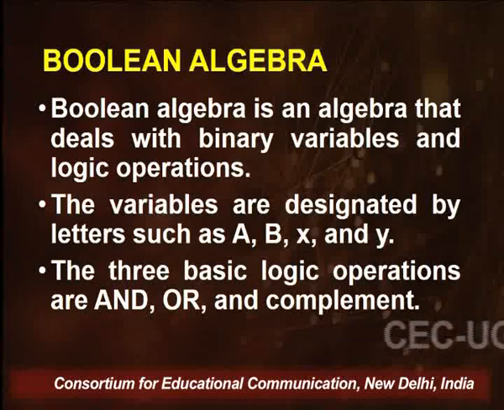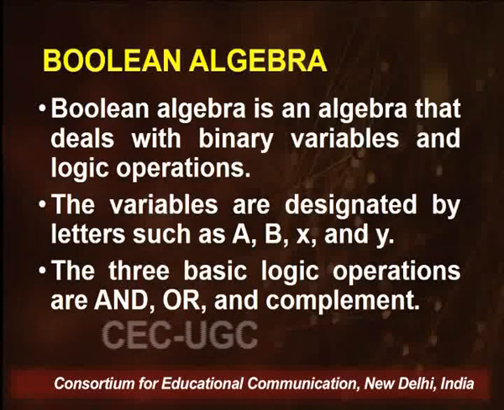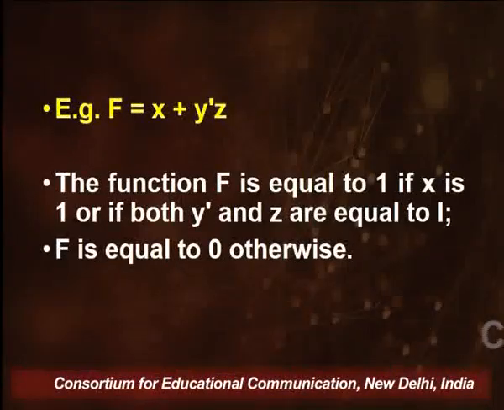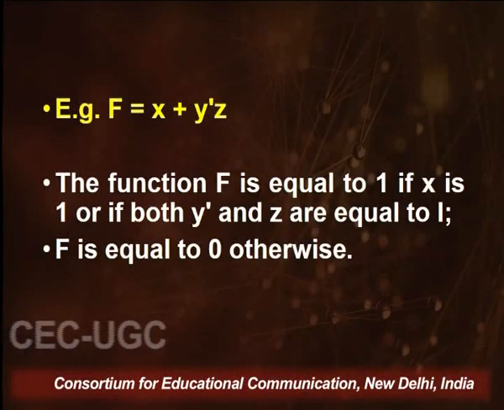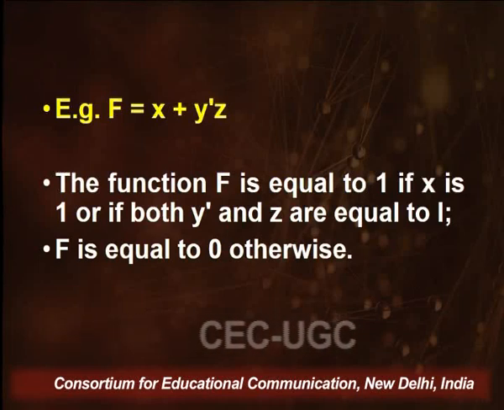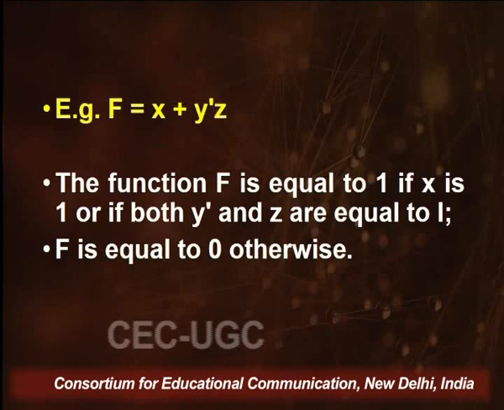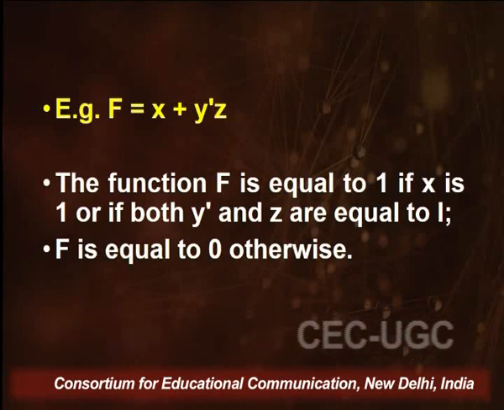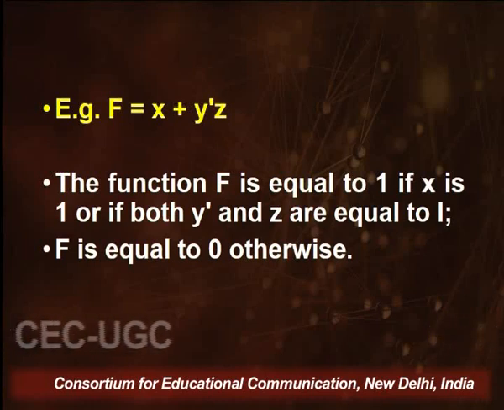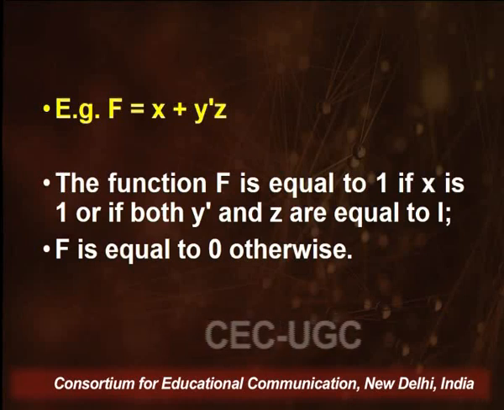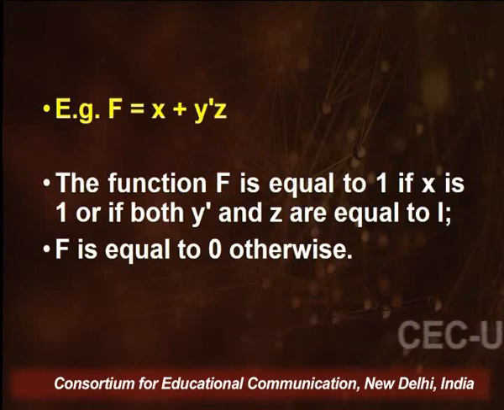The three basic logic operations that we are going to use would be AND, OR, and the complement, or the NOT, as we call it. So let's look at this function: f is equal to x plus y dash z. That is how I read this. This means that the function f is going to be equal to 1 if x is 1 or if both y dash and z are equal to 1. f is going to be 0 otherwise. If you look at the operations that it has, there is a plus between x and y dash z. So I am using three gates here: a plus, a dash and a dot.